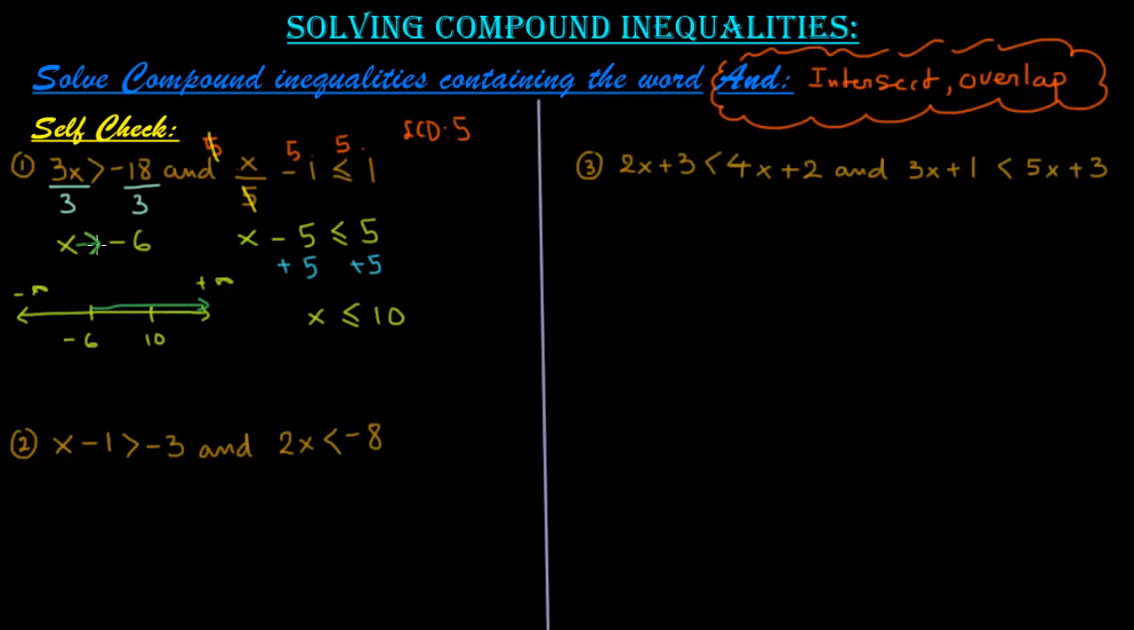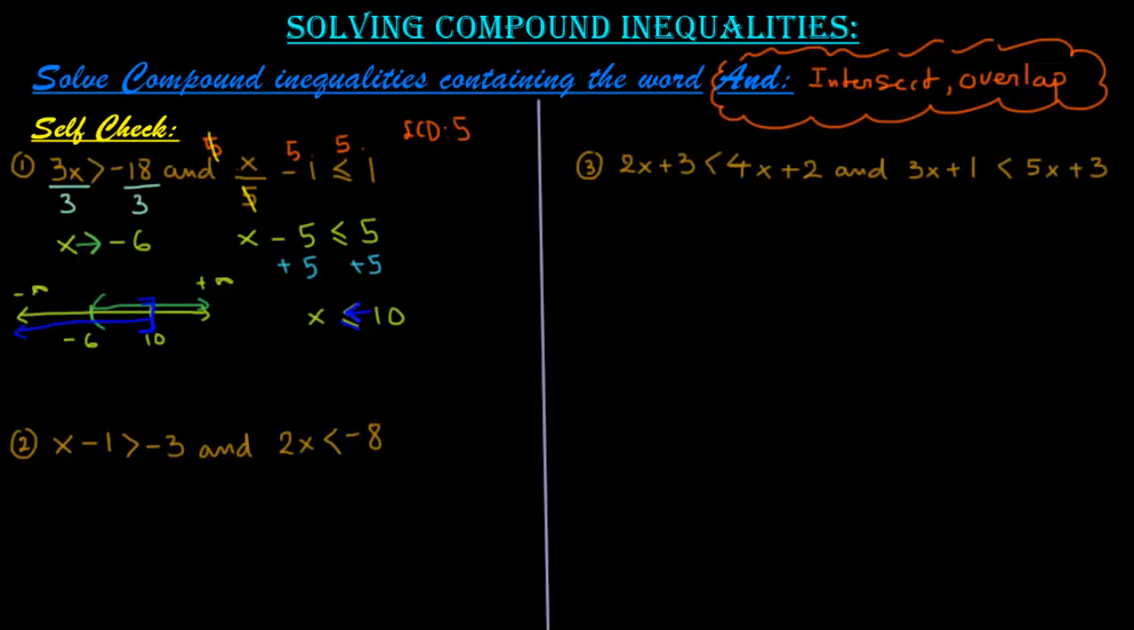Okay. And without the equal sign, I will use the parenthesis, which means do not include negative 6. And at 10, I put the inequality sign for 10. So that point me go to the left. So I will go to the left. And with the equal sign, then we will use the bracket for this.